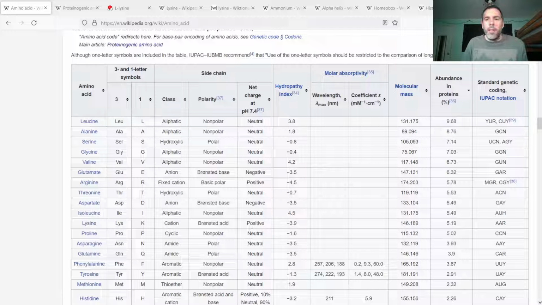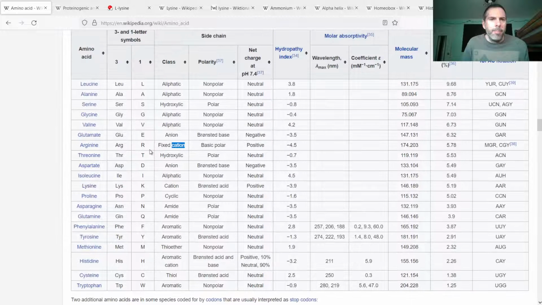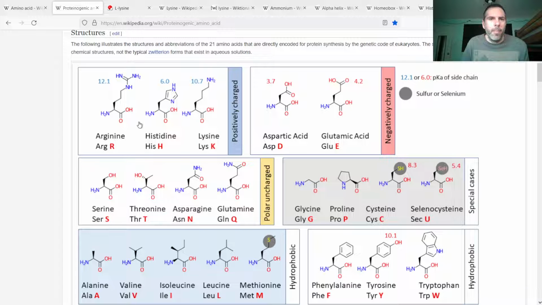Getting started on the next batch of 10 amino acids. Next up is lysine. Lysine is positively charged, so it's a cation, same as arginine. So here you can see lysine, and we talked about it briefly when we were covering arginine. You have somewhat of a hydrophobic side chain ending in a positive charge.